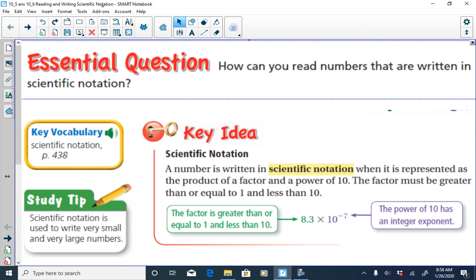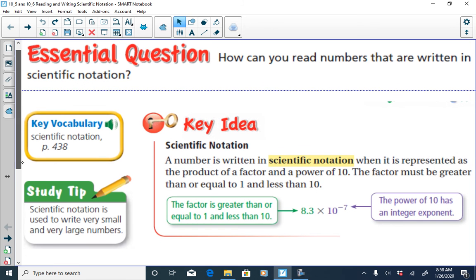Our lesson today is to be able to read numbers in scientific notation, write numbers in scientific notation, and be able to take numbers in scientific notation and write them in standard form. First, let's talk about what scientific notation is. Scientific notation is a way or a method of writing very large numbers or very small numbers.